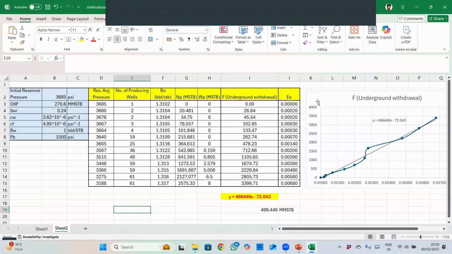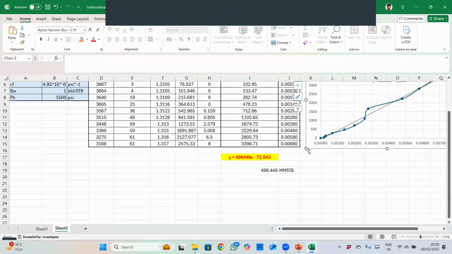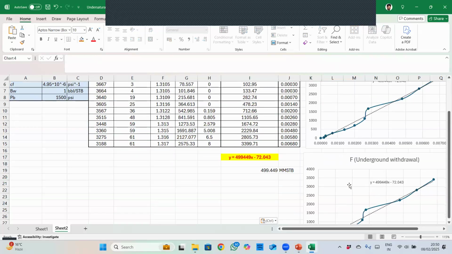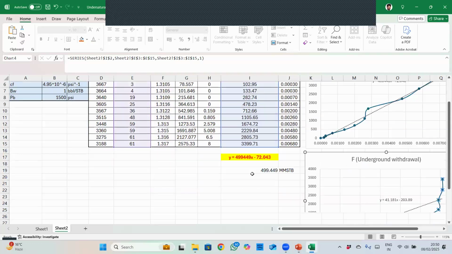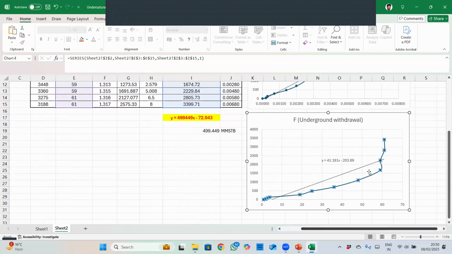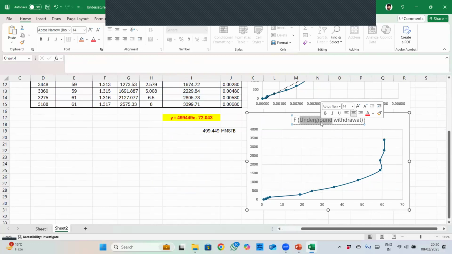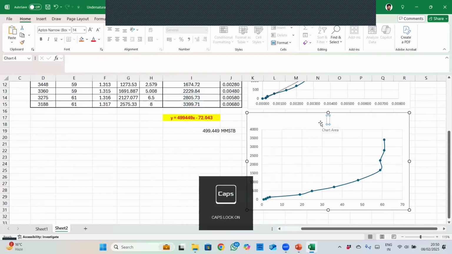So let me also add one more plot. Let me copy this again and I'll paste it here, and I need to just change the data. So I'll shift this. F is my y-axis, so F would be y-axis only, and X would be my number of producing wells. I need to remove the straight line. So if you can see, there is a creaming curve given here. Let me change the title to creaming curve.